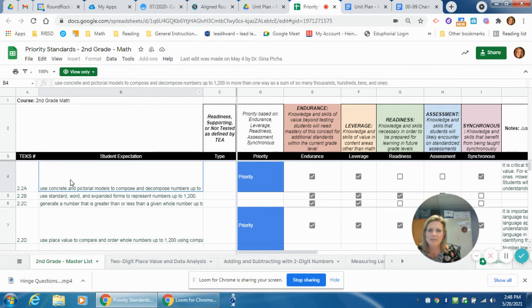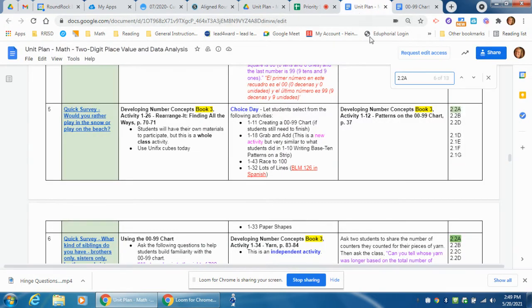Okay, so one particular TEK for this first unit is 2.2a, and second grade teachers will know how important this one is. It's using concrete and pictorial models to compose and decompose numbers up to 1,200 in more than one way as a sum of so many thousands, hundreds, tens, and ones. All right, so let's keep that in our mind as we look at the unit plan.